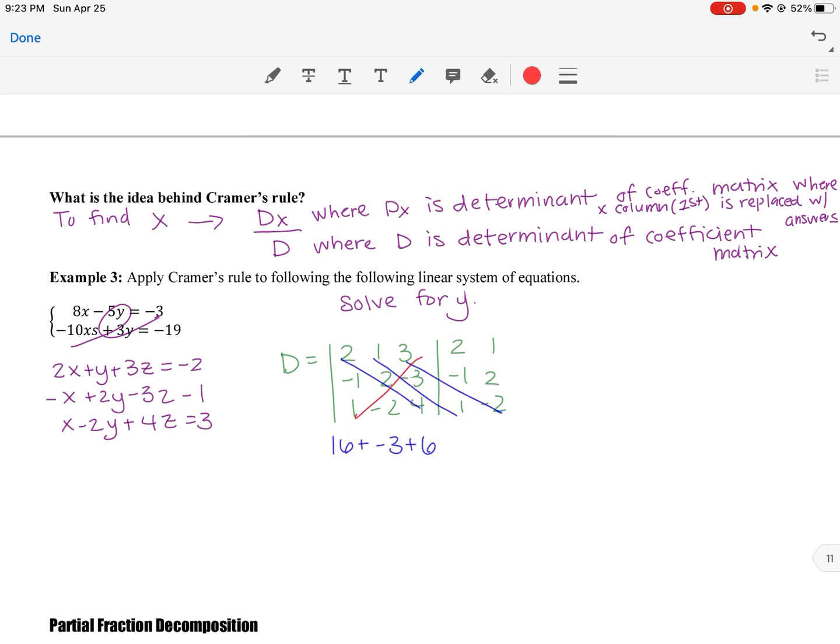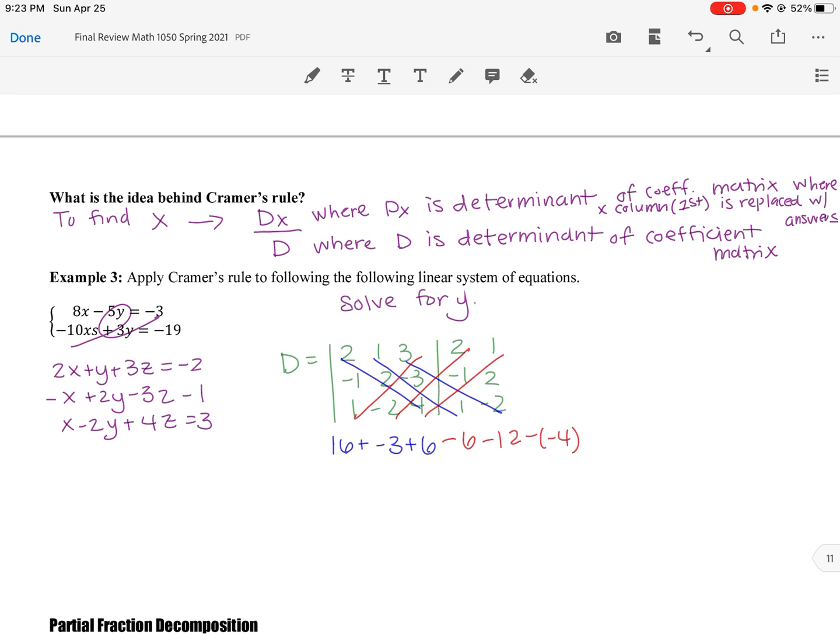We're going to subtract the x's. So minus 6. Negative 2 times negative 3 is 6 times 2 is 12. And then we've got minus a negative 4. So the determinant here, we add 16 plus negative 3 plus 6 minus 6 minus 12 plus 4, we end up with a determinant of 5.